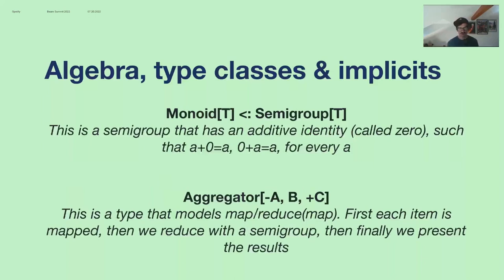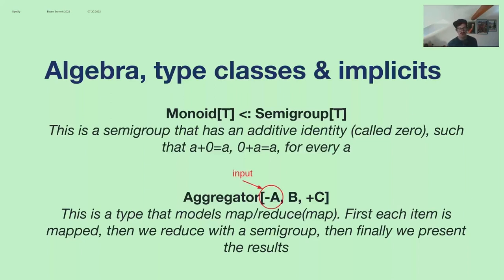So what are those? Monoid is actually a specialization of a semigroup. It's just a semigroup which has an identity. We call it zero, and we say if we have a value plus zero, it's still the value. Zero plus the value is also the same, for every A. And the aggregator is the type class that models a map, reduce, and present operation. So first the item is mapped, then it's reduced with the semigroup, and then it's presented. So it just transforms into a nice syntax.